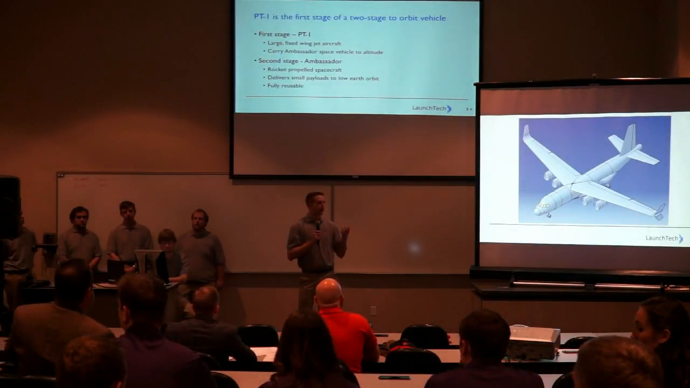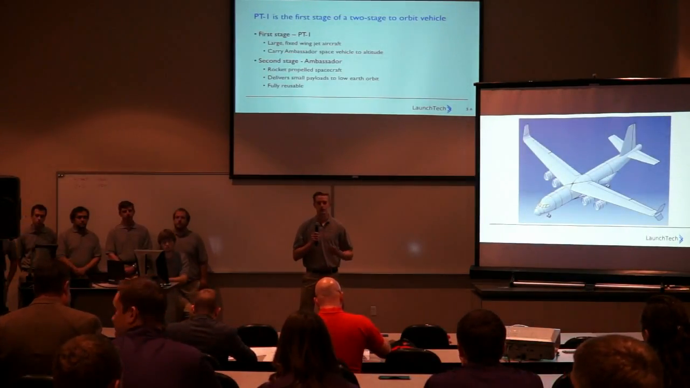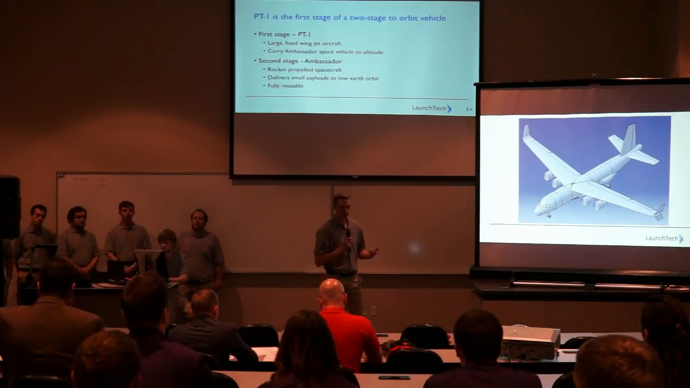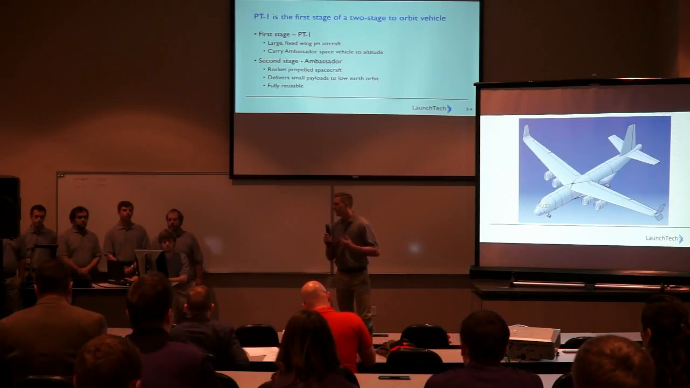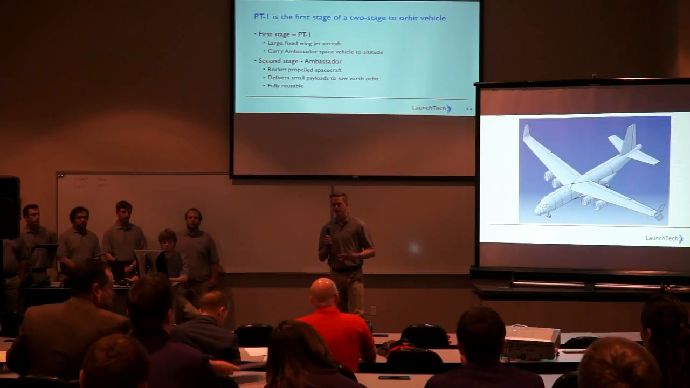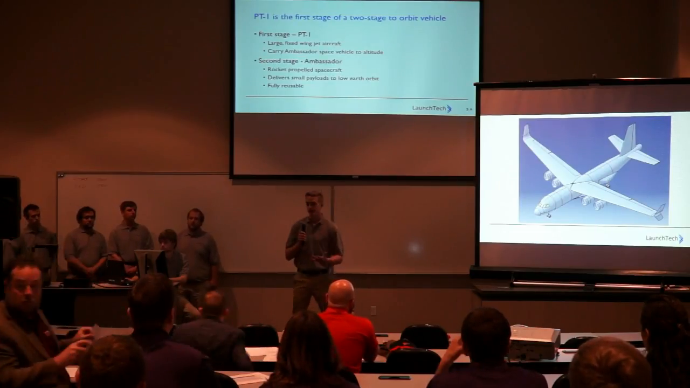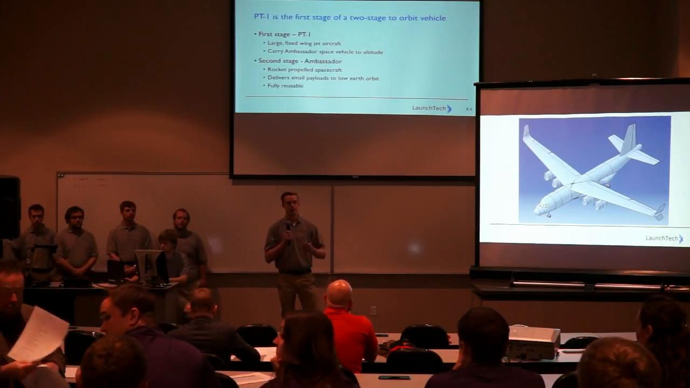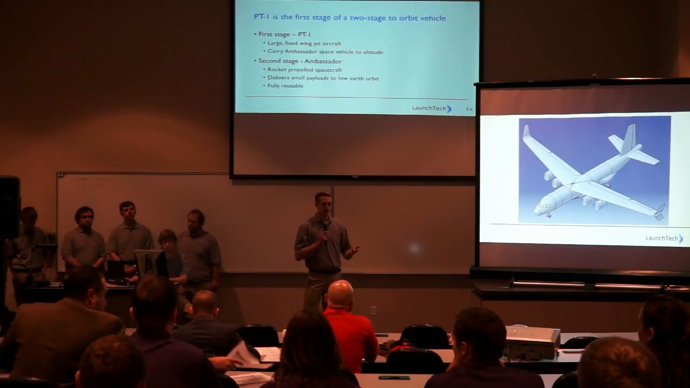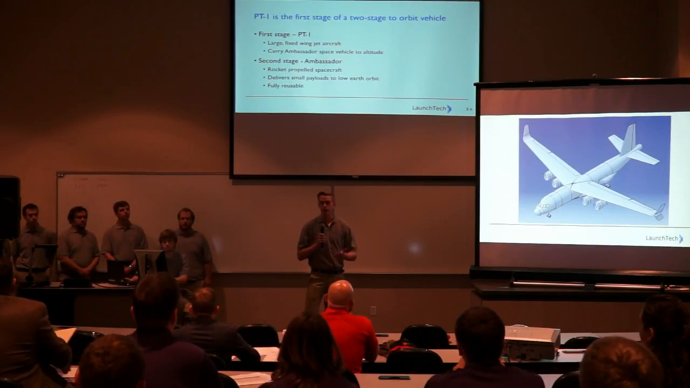So first, an introduction to the PT-1. So what is the PT-1? It is the first stage in a 2-stage to orbit vehicle, sometimes referred to as an air launch vehicle. What that means is it's a large fixed-wing jet aircraft that is designed to carry a second stage space vehicle up to altitude where they separate, and then the second stage delivers a small payload into low Earth orbit.